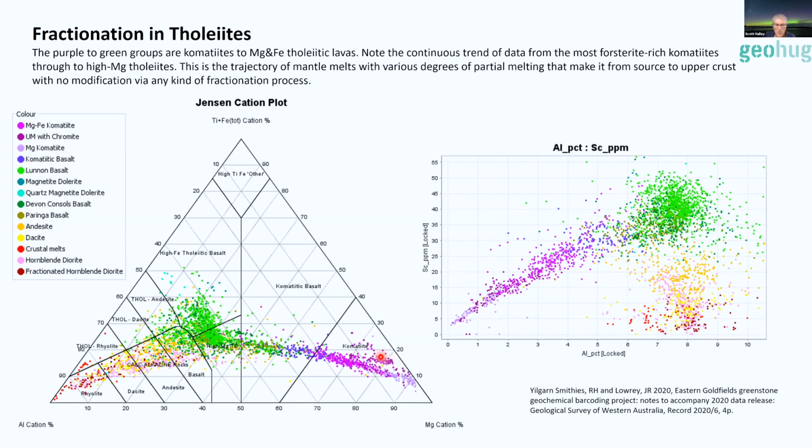Notice in here, there's a little population of data points that plots above this komatiite to komatiitic basalt trend. Just have a look at those. They're a bit different.